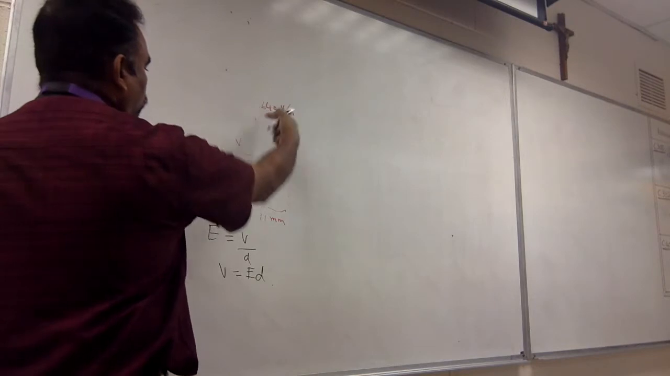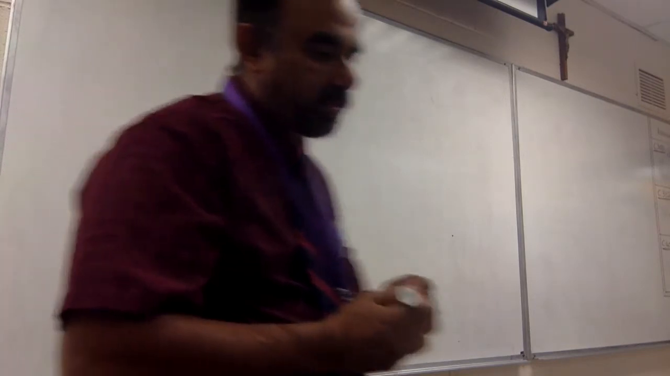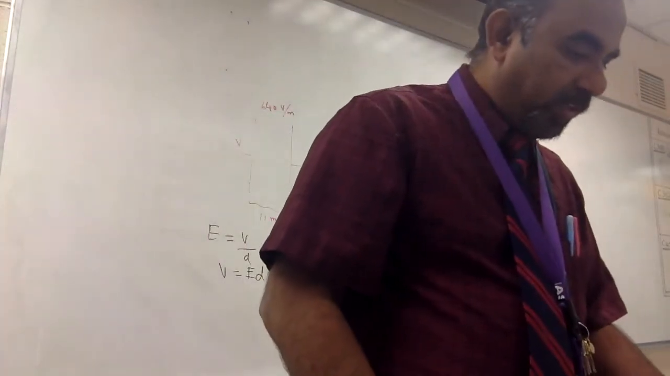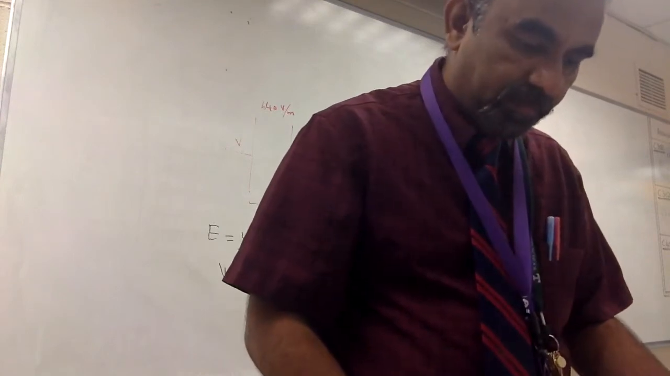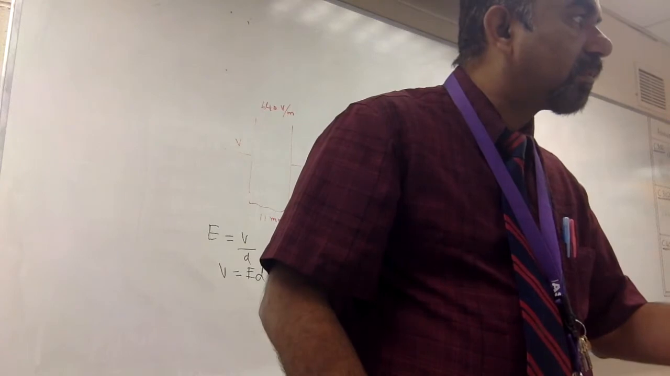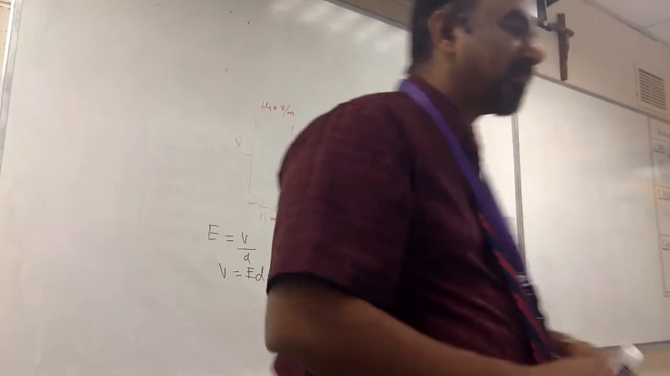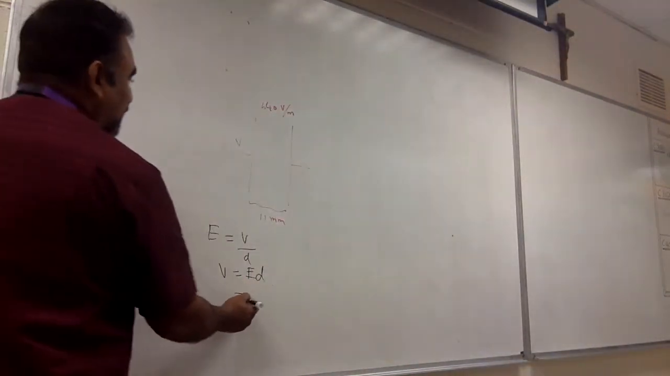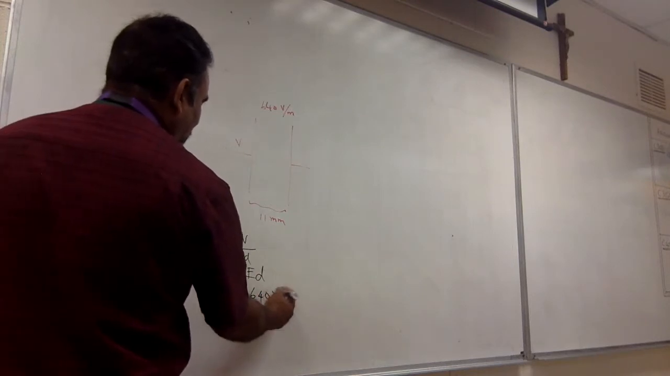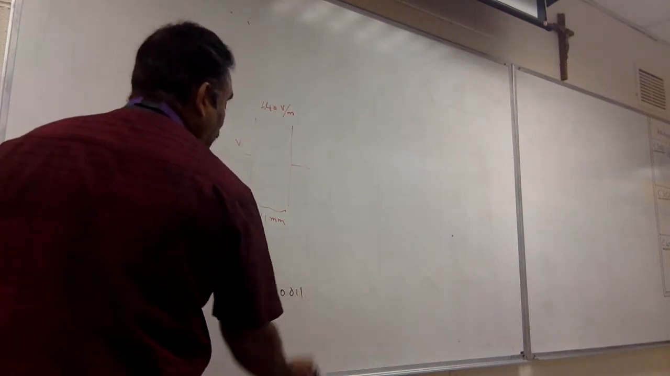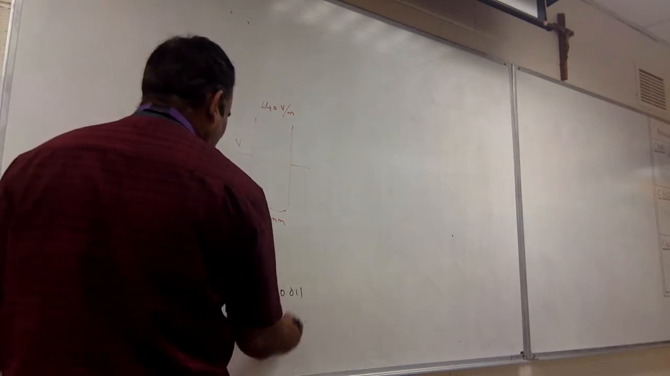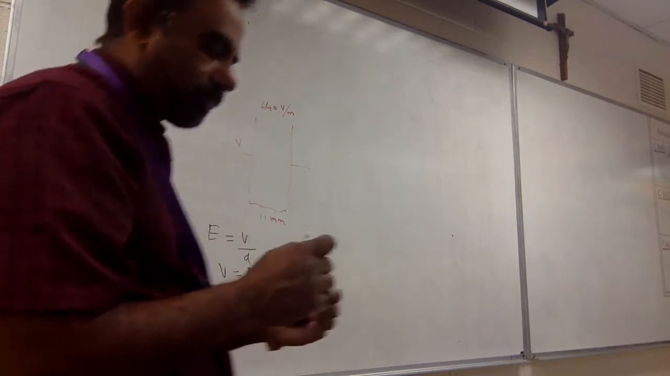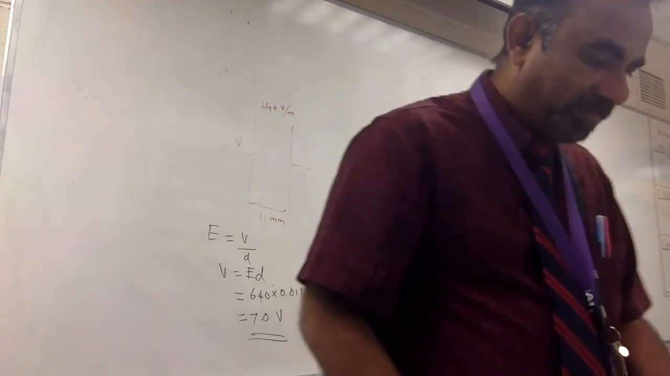And this is 640 volt per meter required between the plates. So the electric field between the plates required is 640 volt per meter. How much did you say? Is it 7.04? Oh, that's right. So it is 640 times 0.011. That's how we convert to meters. And then the answer is 7.0 volts. Okay.